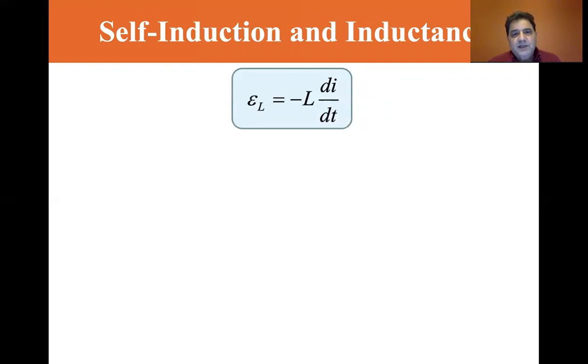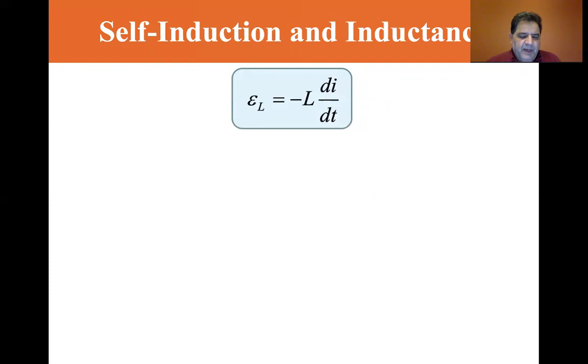So the self-induced EMF, E sub L, is equal to negative L di/dt, di/dt being the time rate of change of current in the circuit. L is called the proportionality constant, and it's called the inductance of the loop. And we'll learn that there are things called inductors. It depends on the geometry of the loop and other physical characteristics.